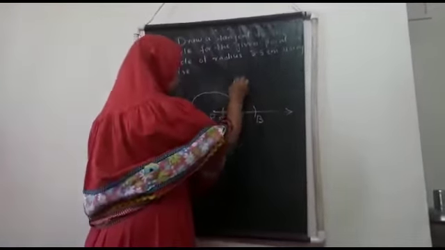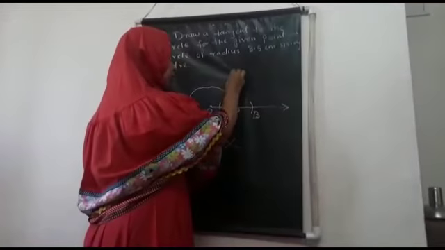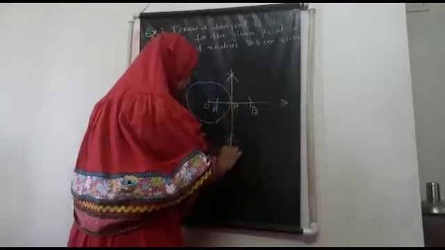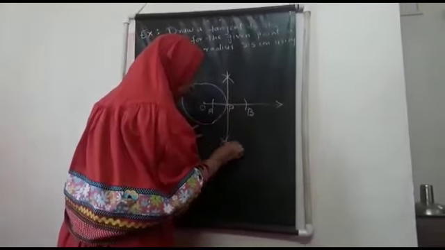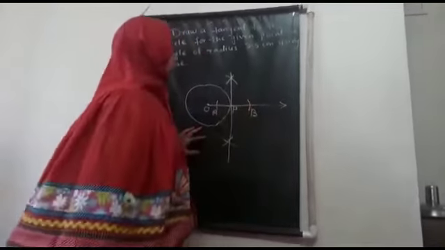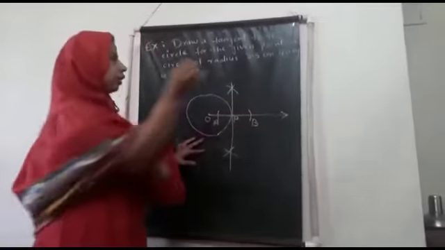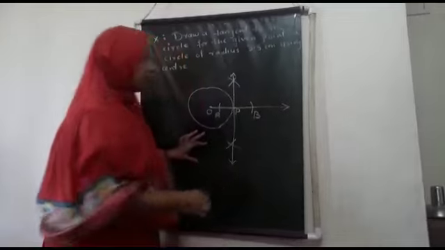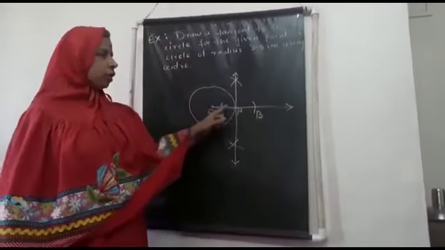And from the intersection of these arcs, pass the line from the intersection which is touching the point P. The line is touching point P. So this line is the tangent to the circle for the given point P.